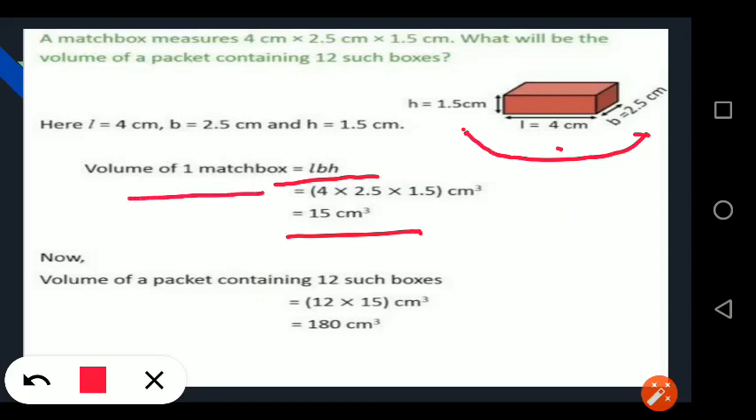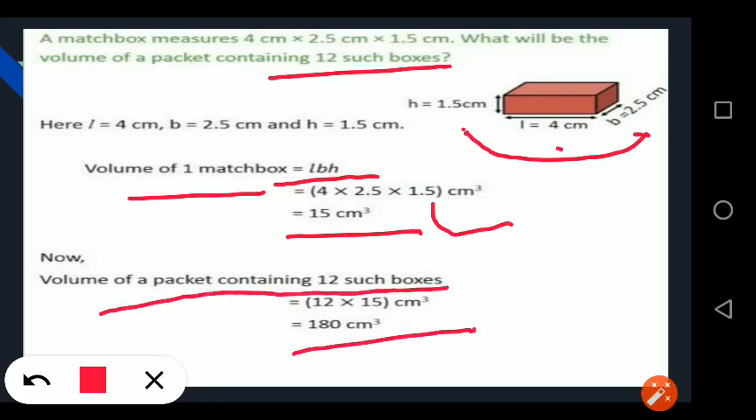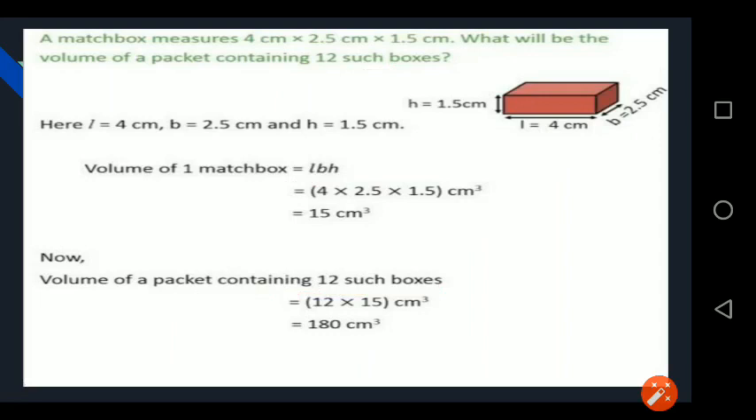So for one matchbox we have done the volume, but what we have to find out? The volume of 12 such matchboxes. So volume of 12 boxes will be 12 into 15, which will give us 180 centimeter cube. That's it we have to do in this question. Find out the volume of one matchbox and then multiply it by 12 to get the volume of all 12 boxes. Understood? Now we will move to next question.